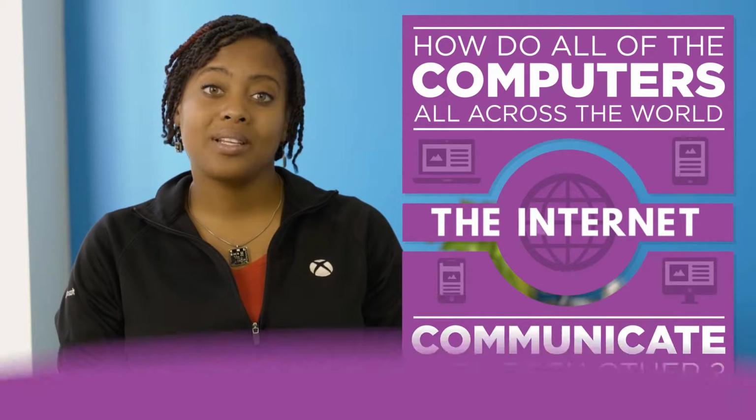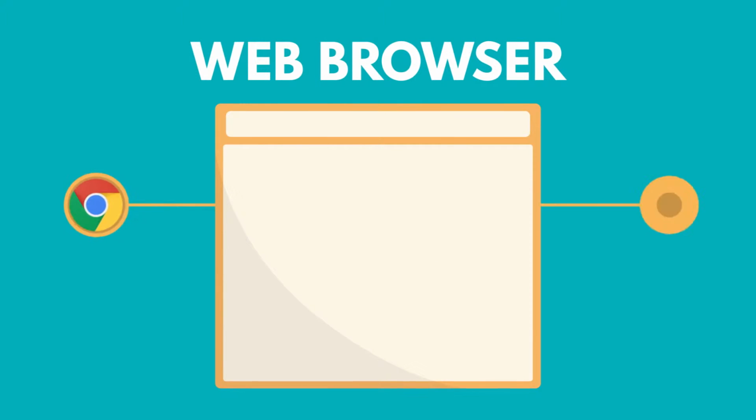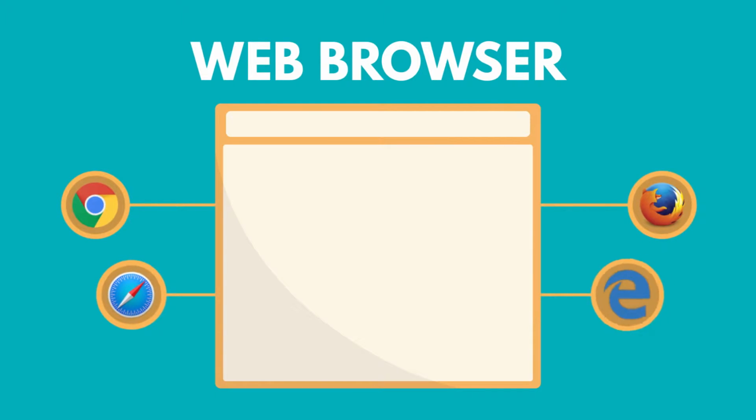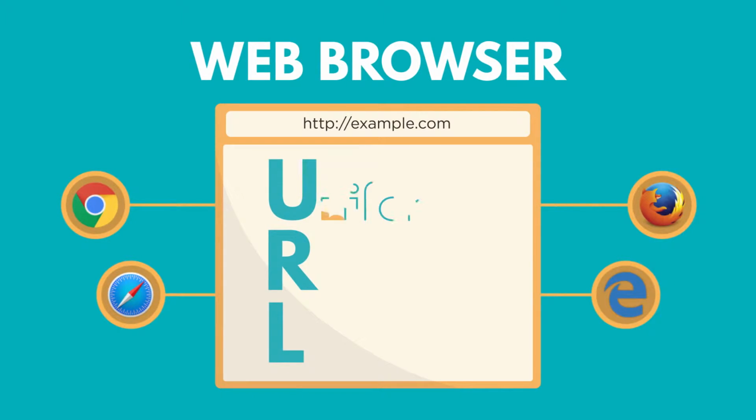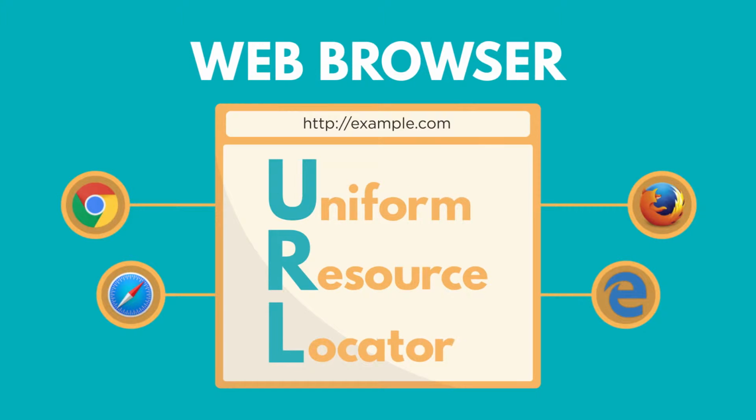Let's look at web browsing. First, you open a web browser. It's the app you use to access the web pages. Next, you type in the web address, or URL, which stands for Uniform Resource Locator, of the website you want to visit, like tumblr.com.